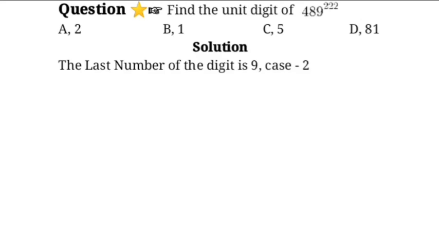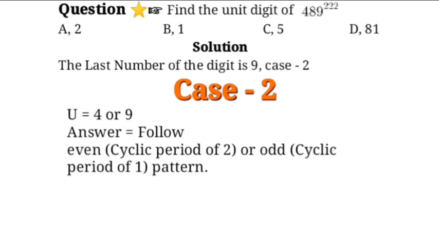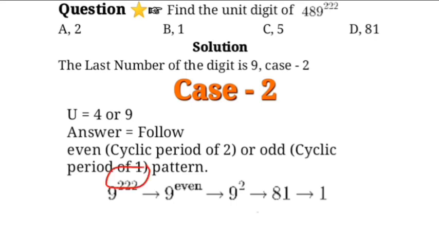Okay, find the unit digit of 489 raised to 222. In this case the last digit is 9, so it's also case 2. 4 or 9 is case 2, so we need to follow the odd or even pattern. So in this case, 9 raised to 222, and 222 is even. So 9 raised to even, the smallest even number is 2. So 9 raised to 2 is 81, and the last digit of 81 is 1. So the answer will be 1. B is the answer.